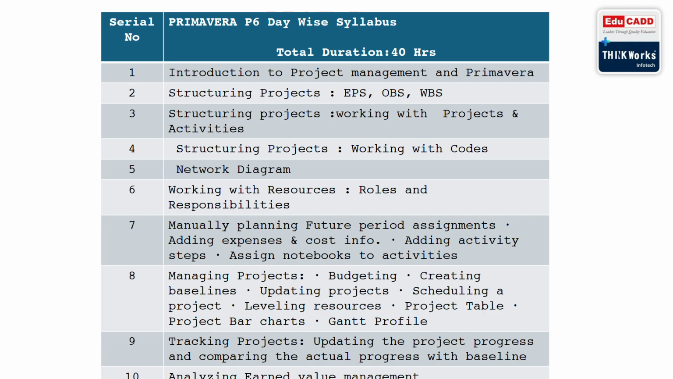Primavera is also a 40 hours duration course. In that also, all these topics will be covered: introduction to Primavera, what EPS, OBS, and WBS are, how to create activities, working with codes, network diagrams, roles and responsibilities, allocation of resources, then budgeting, baseline, updating, and tracking. All these things will be covered in the 40 hours duration of the course. So this is about our course and the basic introduction.